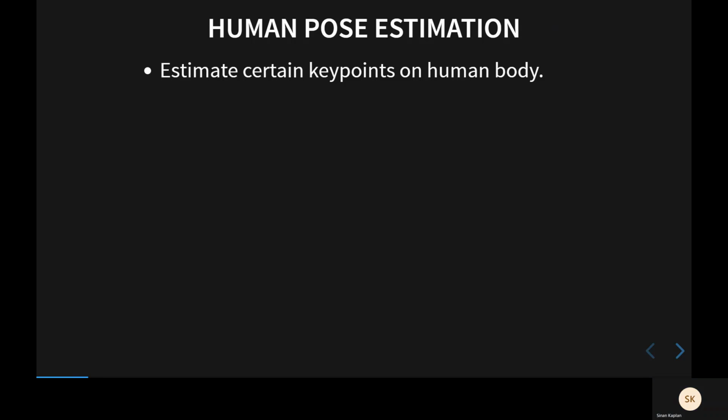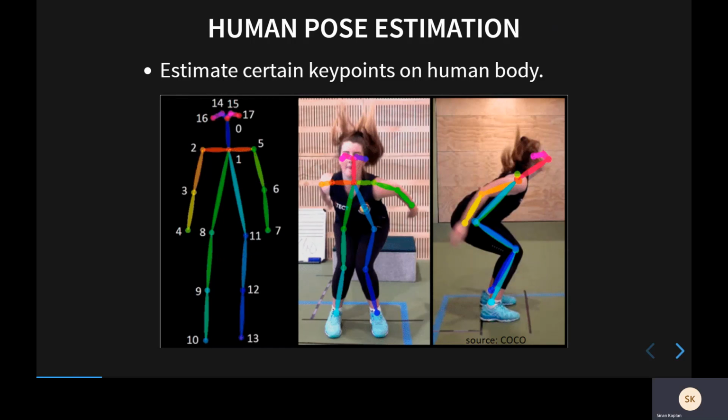So let's start with human pose estimation. What is human pose estimation? It is a task of estimating or detecting certain key points on the human body in images. For instance, in this image, we see 18 key points corresponding to certain parts of the body. And the goal of pose estimation is to detect those points in images.